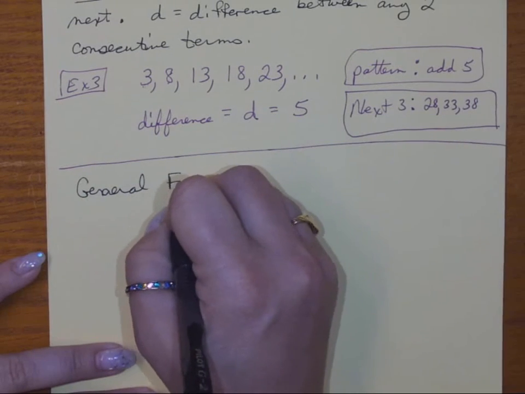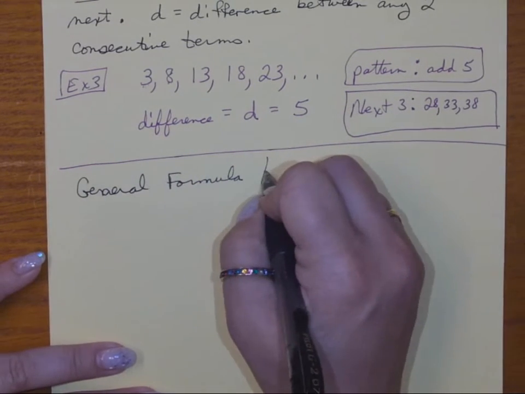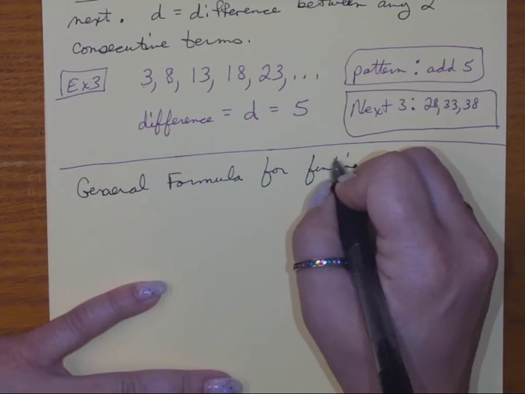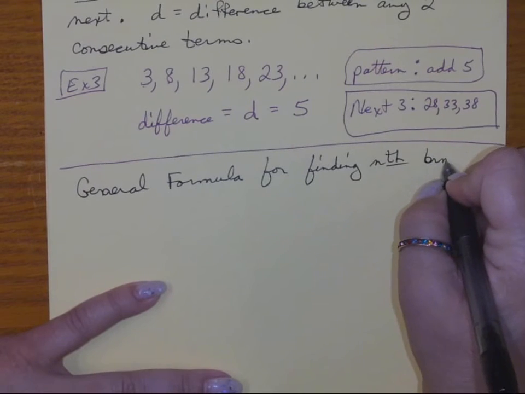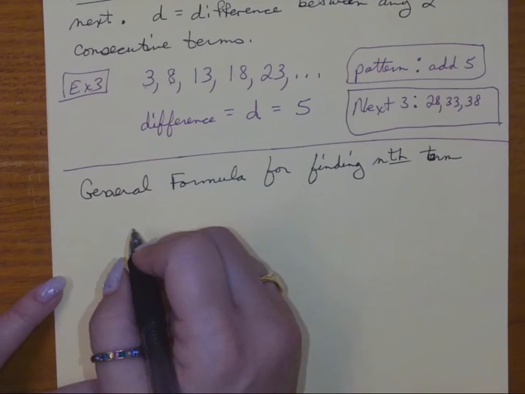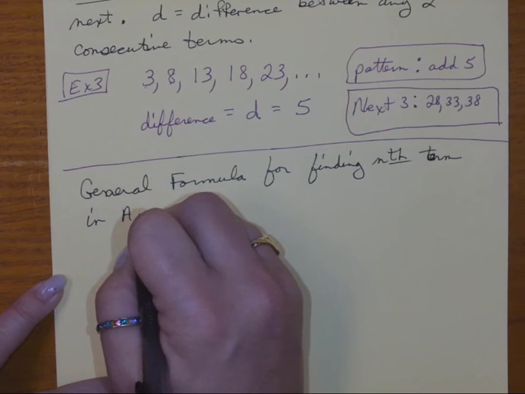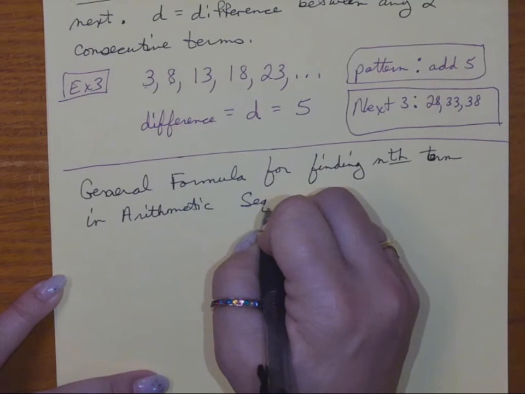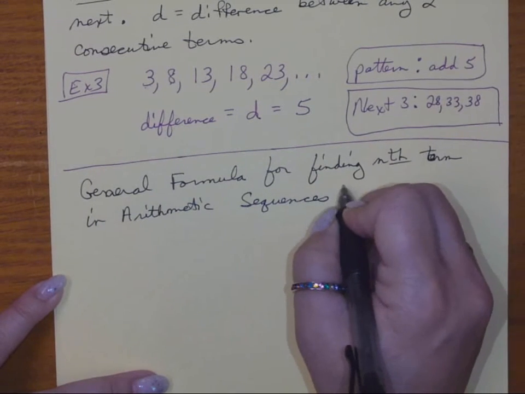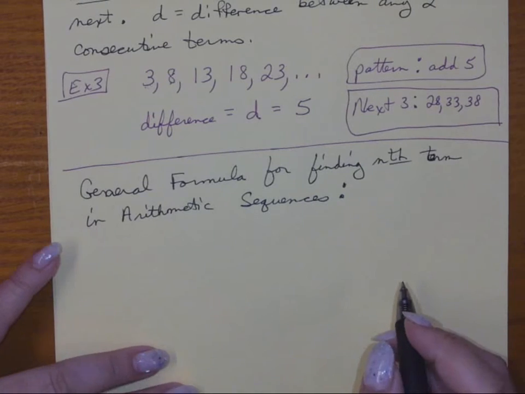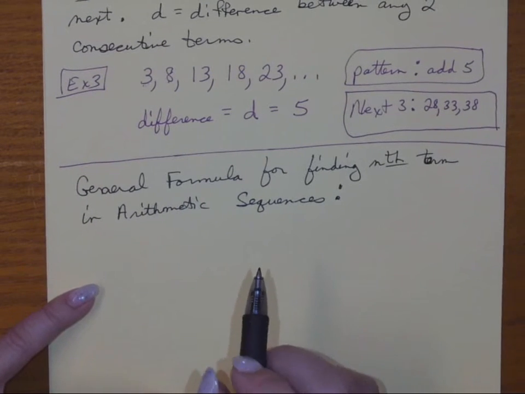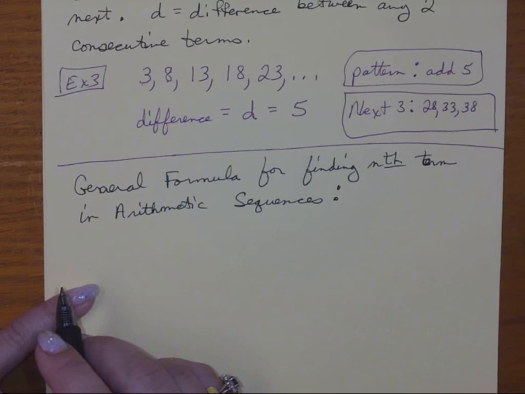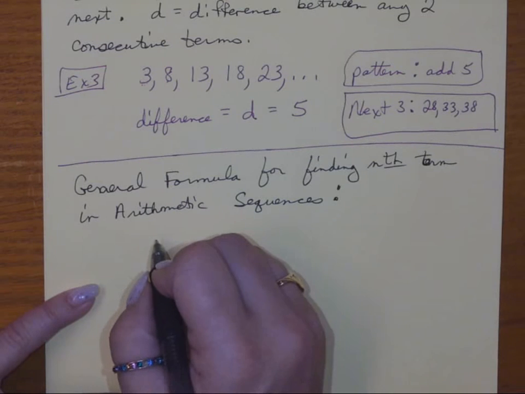General formula. And this is going to work for finding the nth term. And in this case, we're talking about arithmetic sequences. It's really important that in your notes you make that note that the arithmetic ones, remember, are the ones that have a difference in them, because later we'll have other stuff going on.